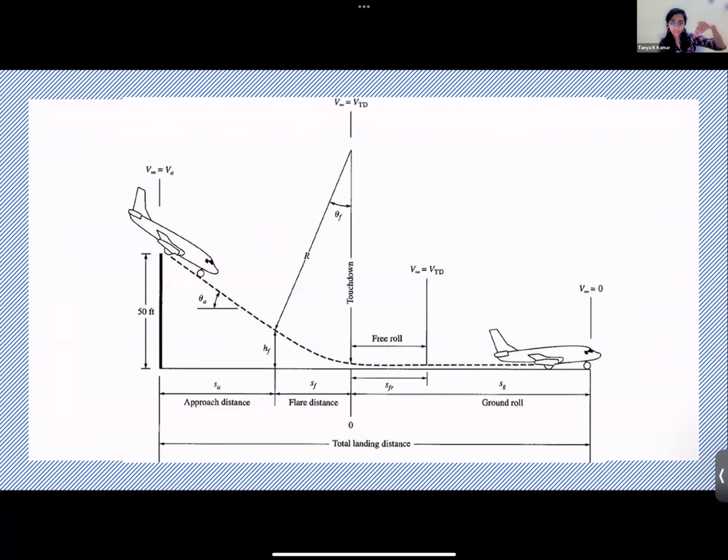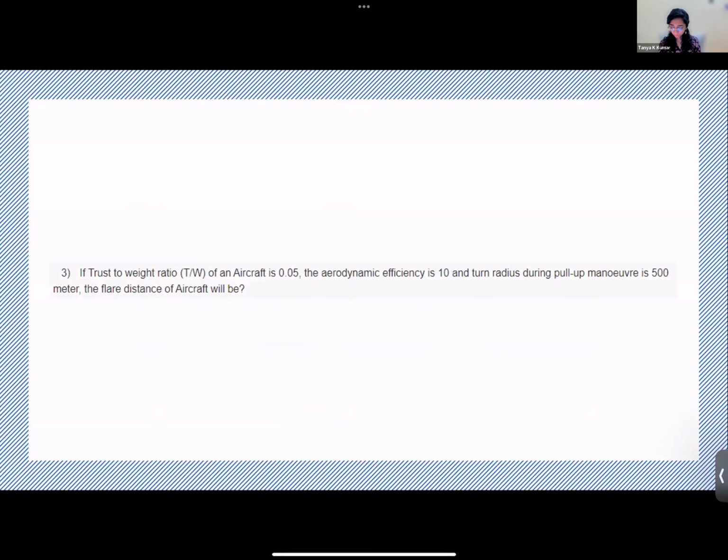So flare is that curvature, right? So during a pull-up maneuver, you have a similar flare happening, right? So this is the flare mission that's part of the touchdown region. So during pull-up, you will have a similar flare curve, right? So that's what they've asked you. So given this information, try to find out the flare distance. Try doing this.